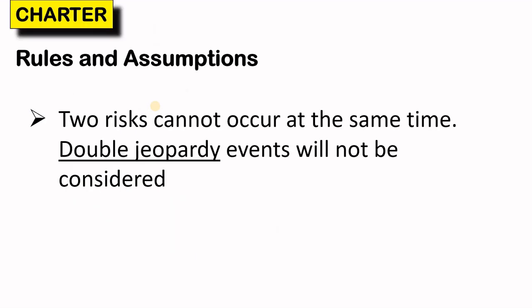Let's go into some of the rules and the assumptions which could be in the charter. Of course, this depends on your project and your process. So one of the items which we always use is that two risks cannot occur at the same time, meaning a double jeopardy. We don't study the double jeopardy, meaning two risks happening simultaneously.